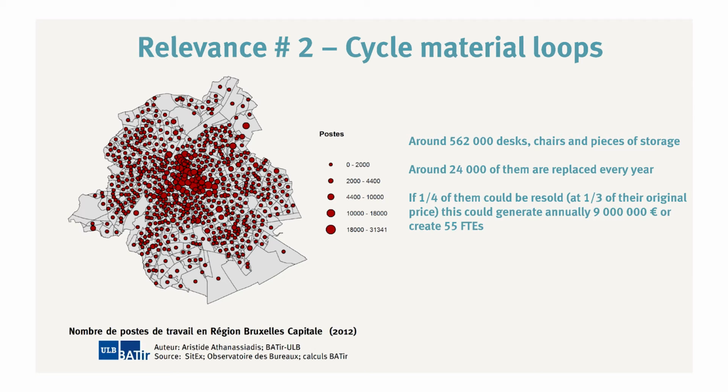You can see where. And if a quarter of this is sold at a third of the original price, you could get something like 9 million euros per year. So that's just for the furniture, and that's if you sold one fourth of it. You can do the same exercise.